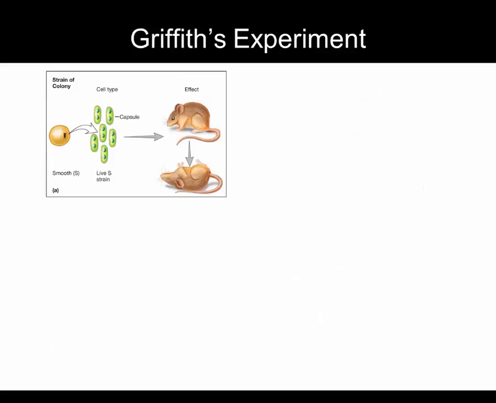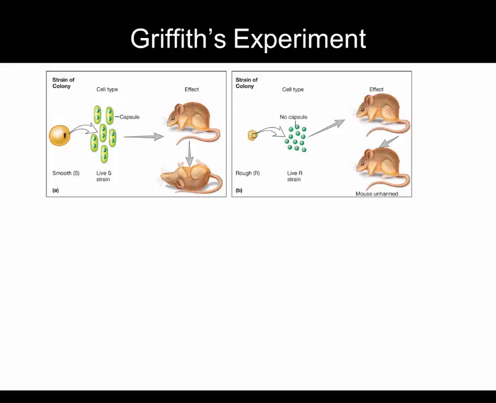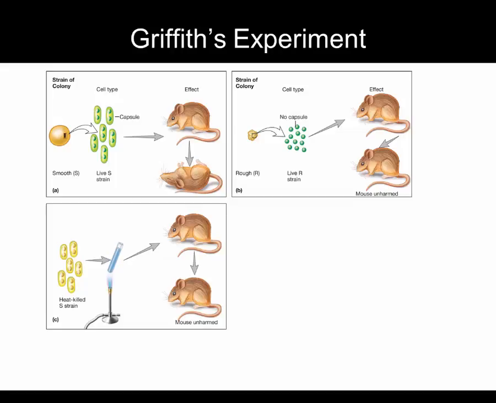When you inject S strain bacteria into mice, the mice die, and if you check their blood, you can find live S bacteria in it. However, when you inject mice with the R strain, the mice survive. The infection is cleared, and there is no streptococcus in their blood. The virulent S strain can be killed with heat, and injection with the heat-killed S strain has no effect.